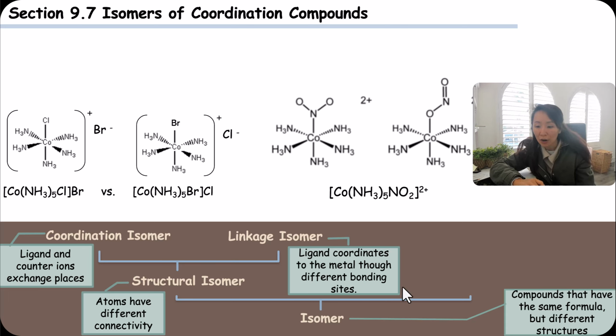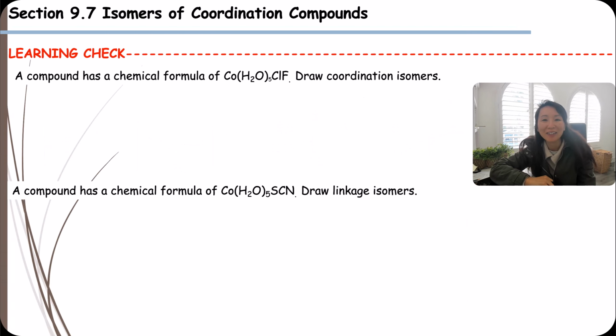Isomers are compounds that have the same chemical formula, but they have different structures. So the chemical formula for, let's say, these linkage isomers is exactly the same. There's 1 cobalt, there's 5 ammonium, and there is a nitrite, but the linkage is different. So in general, the term is isomer. The isomer does split off into 2, structural, and actually there's another one called stereoisomer, which we'll cover in a different video.